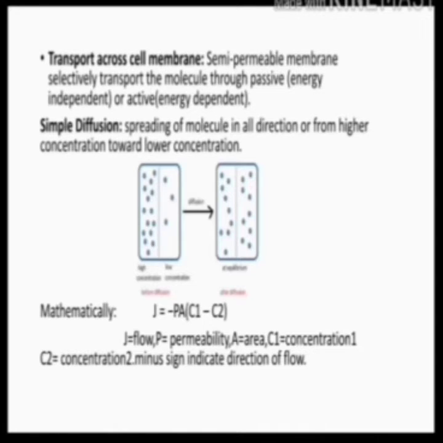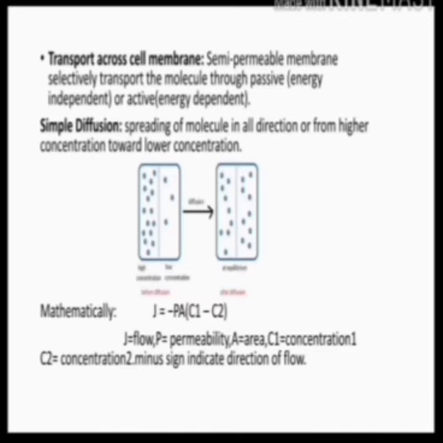How do we calculate the diffusion? How much diffusion occurs on the second side when we put some solutes on one side? The diffusion or flow is directly proportional to permeability and area. When these two factors increase, the diffusion increases. When these two factors decrease, the diffusion also decreases.